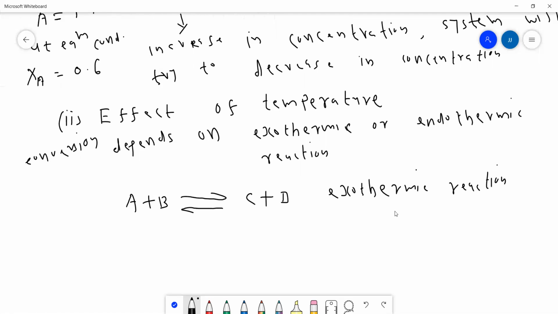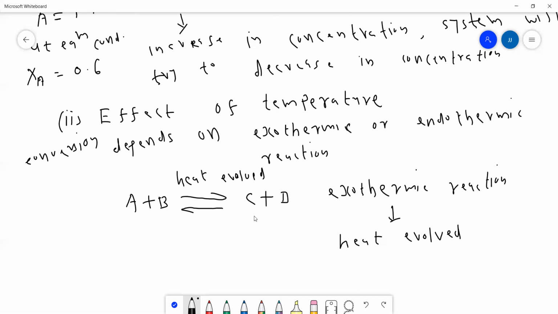So we know that in an exothermic reaction, heat is evolved during the reaction. In the forward reaction, A plus B will be reacted to give C and D. So in the forward reaction, as in an exothermic reaction, heat is evolved.